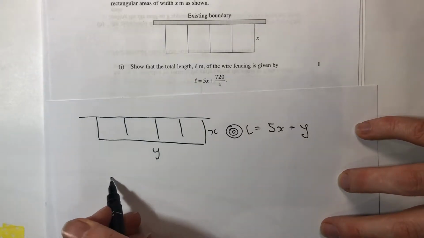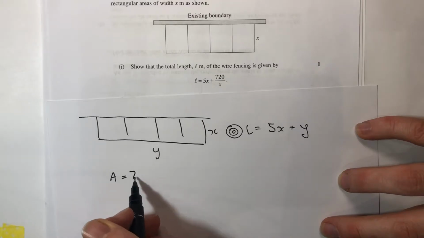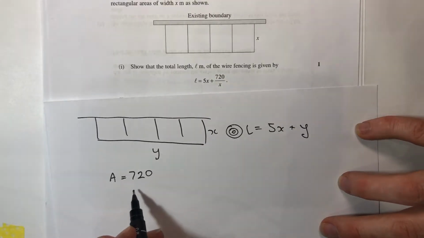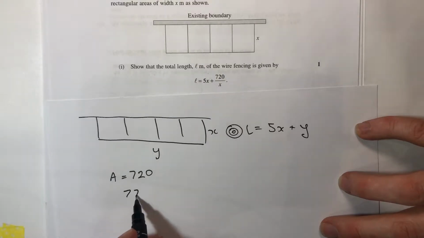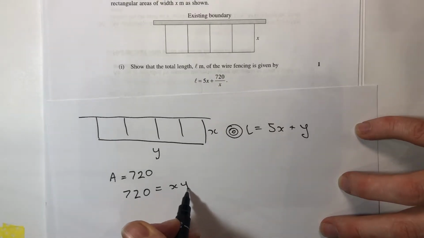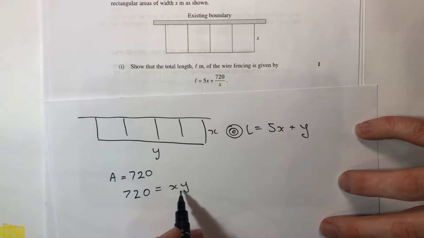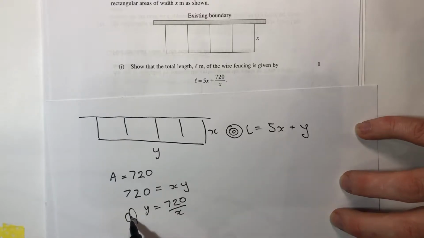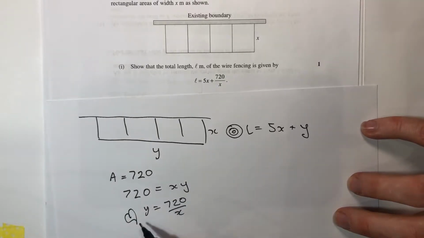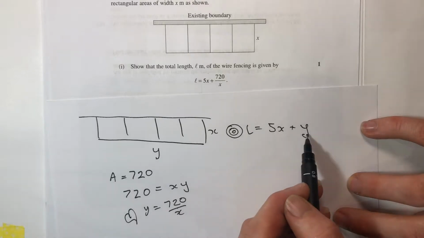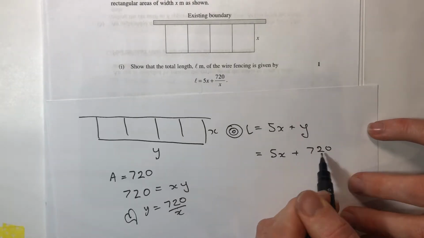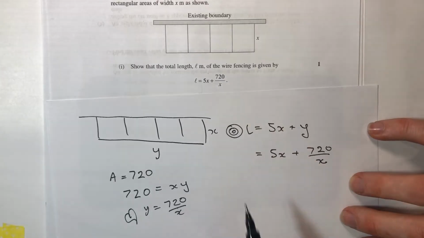What I do know is that the area is going to equal 720, but the area, according to my diagram here, is going to equal xy. So 720 equals xy, and y is the one I want to get rid of, so I'll divide by x. y is equal to 720 on x. That's my relationship. Now, whenever I want to get a bullseye, I shoot my relationship into my target, basically sub it in here, so 5x plus 720 on x, and that's exactly what they said it was going to be.